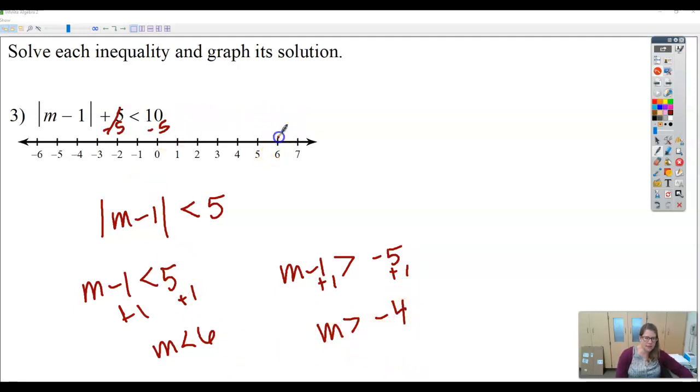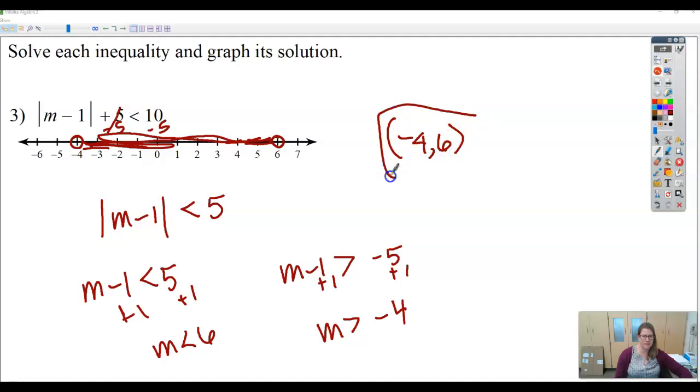So circle 6, open circle this time because there's no equal sign here. Circle negative 4, and then think about my inequality. So this is saying m, or the part I should shade, is smaller than 6. So that would be this way. This one says m, or the part I should shade, is bigger than negative 4. Bigger than negative 4 is this way. So it's going to be between these two. Okay. So my solution interval goes from negative 4 to 6.